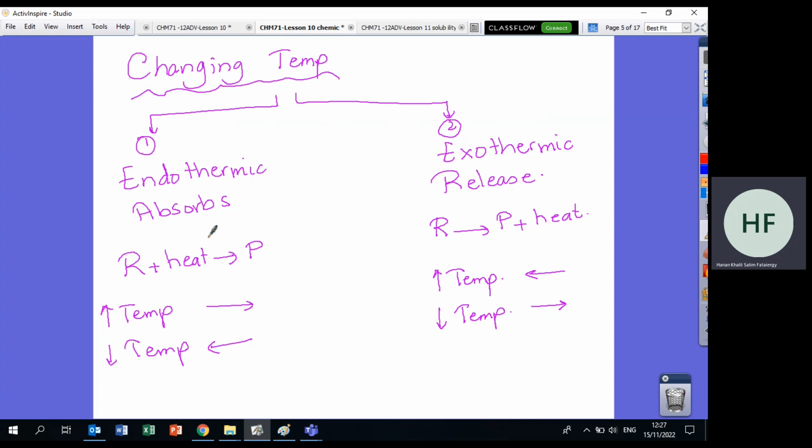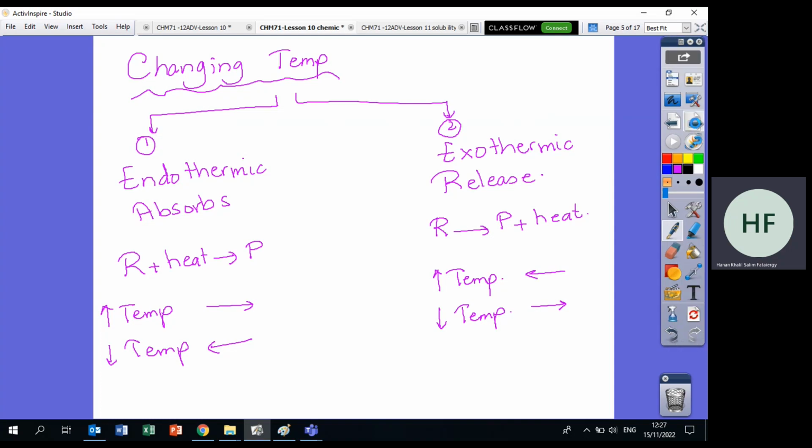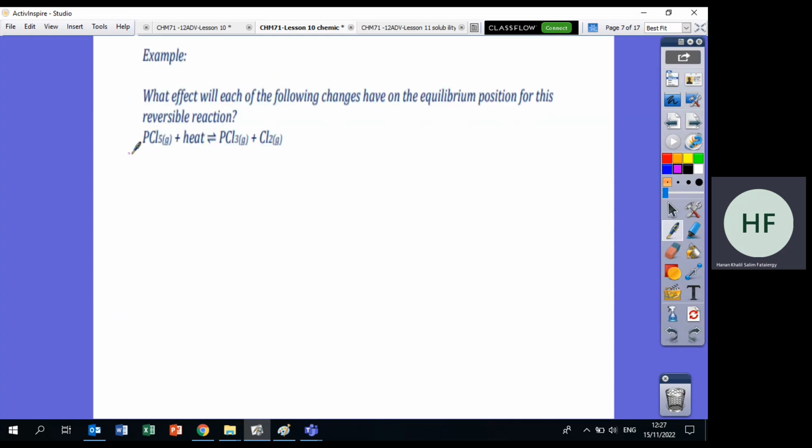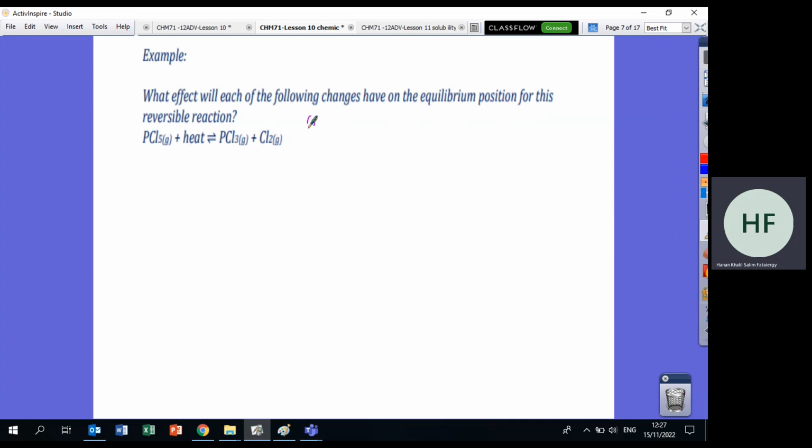For changing temperature, you have to know if the reaction is endothermic or exothermic. Now let's do practice on this. You have this reaction. My first question for you: is the reaction homogeneous or heterogeneous, and why?